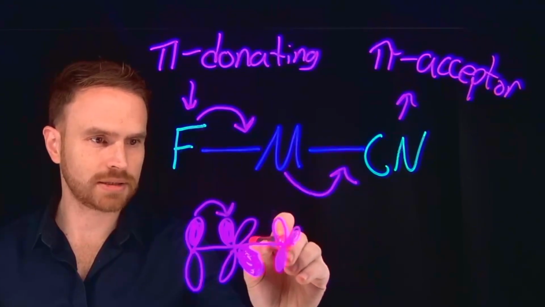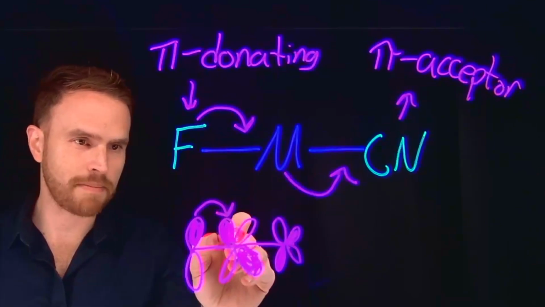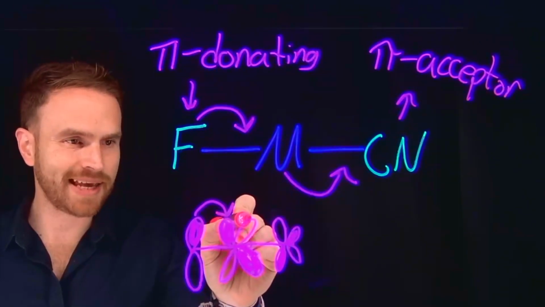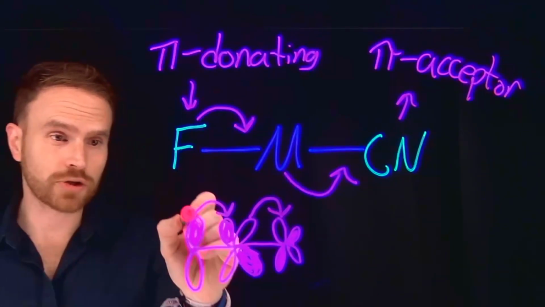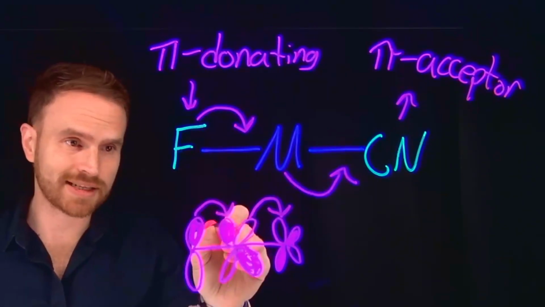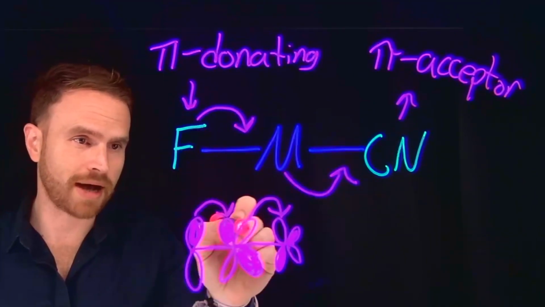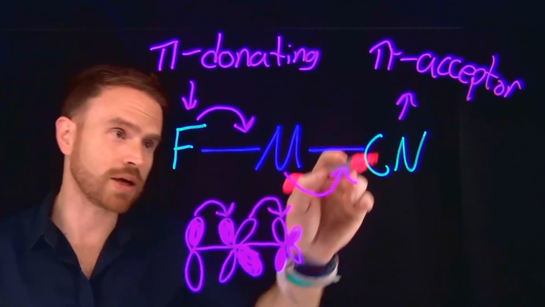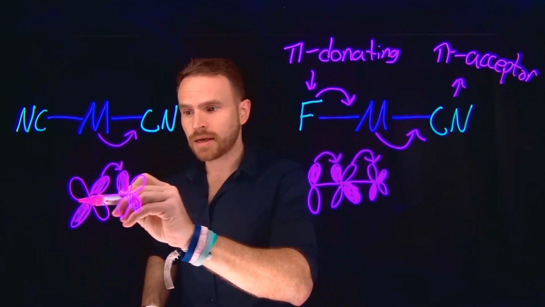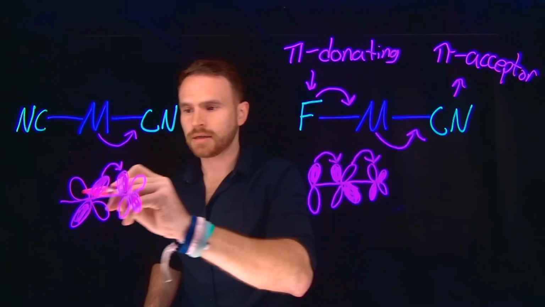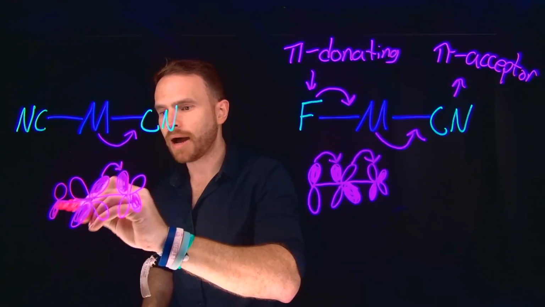So in this case, we have pi donation coming from fluorine to the metal, and then the same orbital is taking those electrons and donating them over to the cyano ligand. So the electrons are coming from fluoro, donating into the empty metal d orbital, and then that newly found electron from the pi donation is donating back to the other ligand, the pi acceptor cyano group. In the case of the other complex, rather than having a pi donating ligand, we have another ligand which is capable of doing pi back bonding.